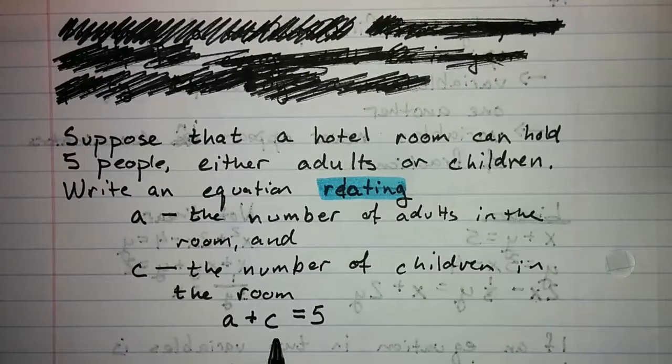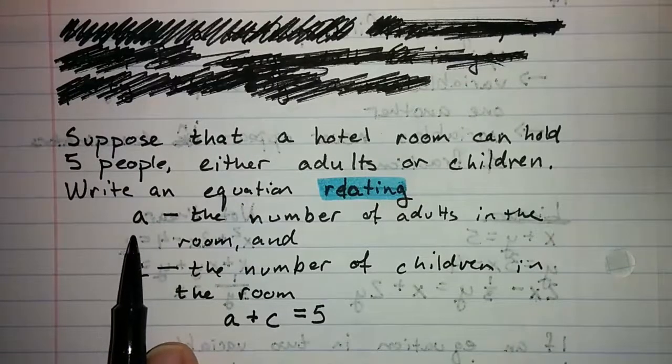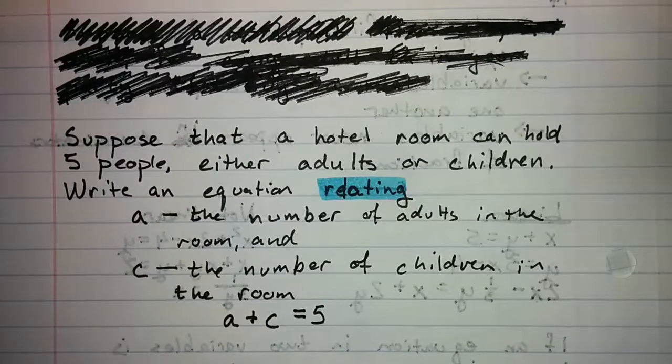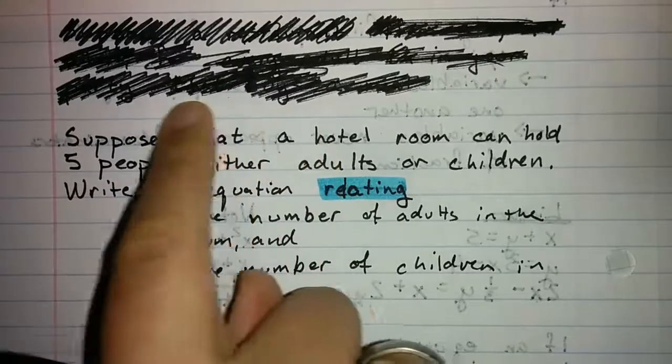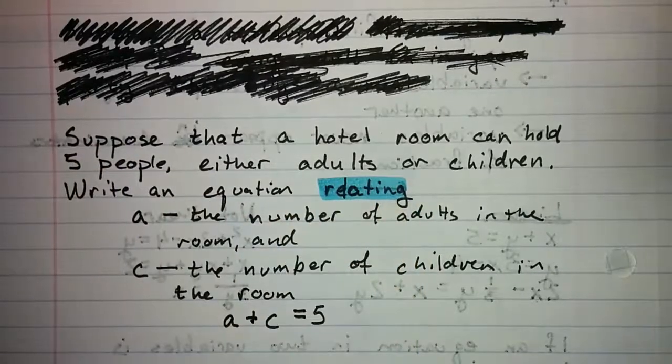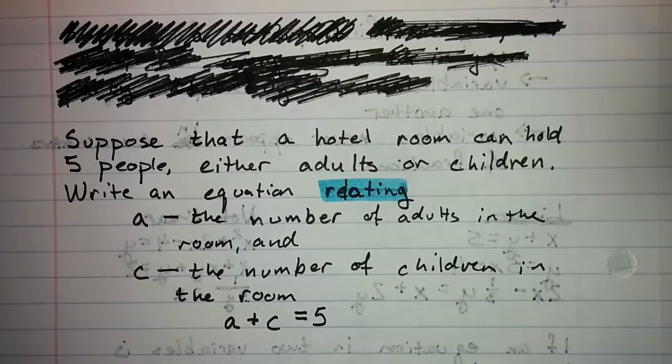Notice that this equation is linear. Only the first power of any variable appears. We never multiply variables. We never divide by a variable. Is it the case that as A changes, C changes at a constant rate? Well, yeah, for every adult we add into the room, we have to take a child out, don't we? So this equation, A plus C equals 5, describes this relationship between the variables A and C. This is a linear model because if we change one variable, the other one changes at a constant rate. Its equation is a linear equation.